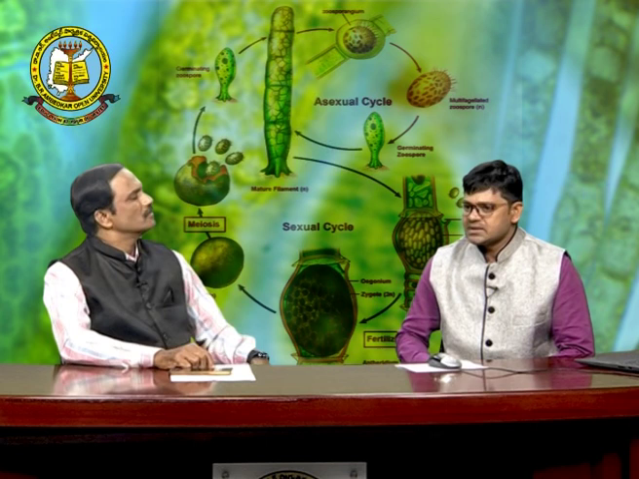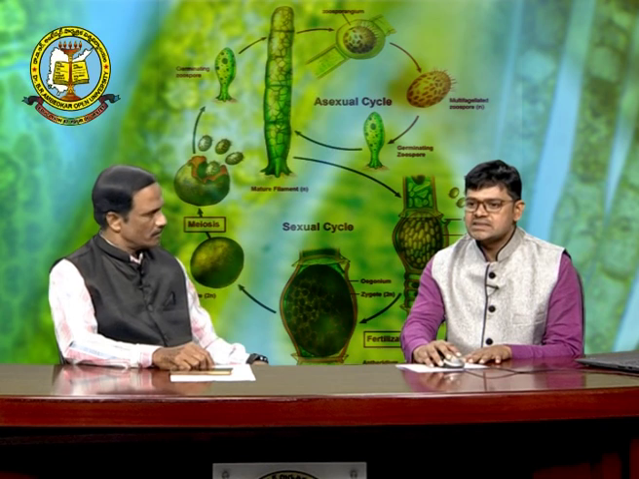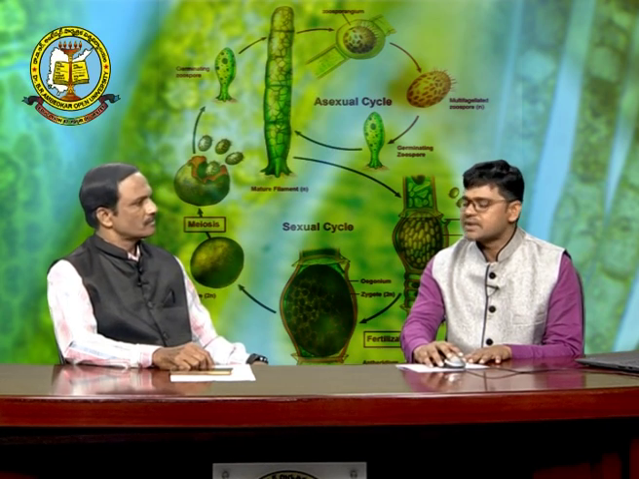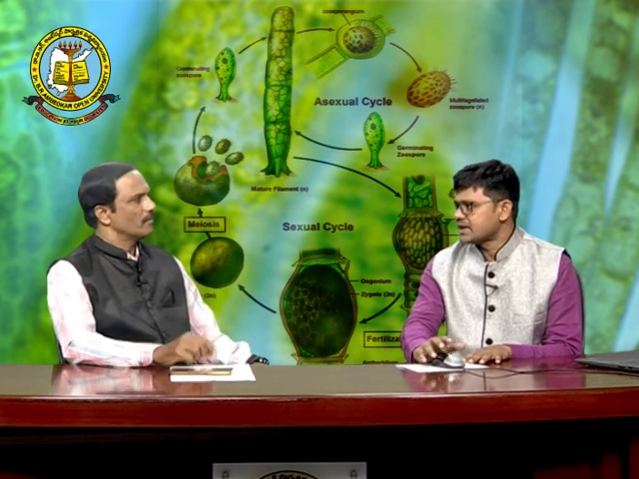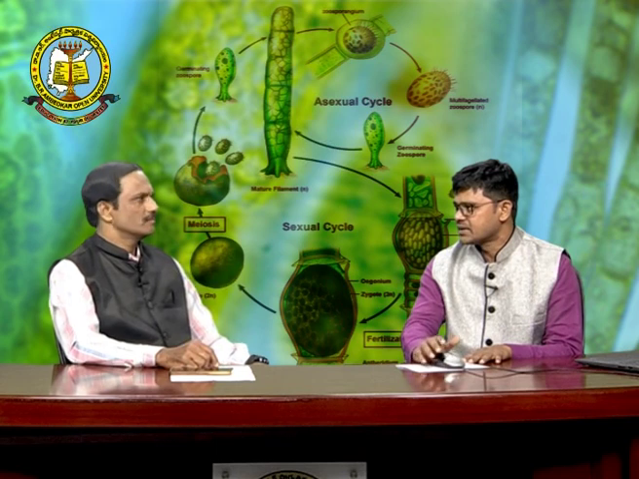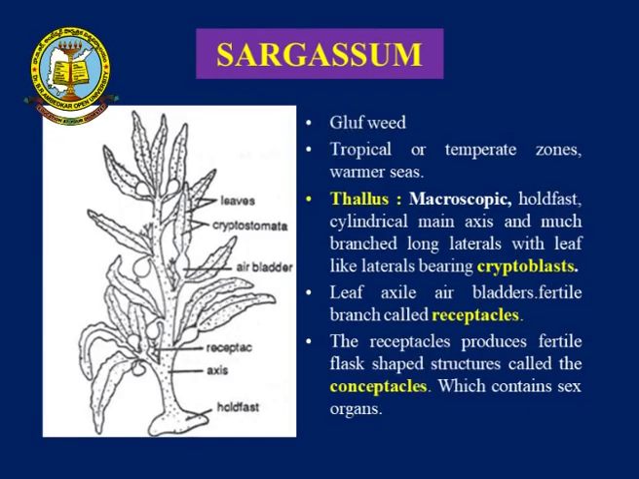The plant-like structure means we can see a holdfast like a root, a stem-like part, main branches, and also leaf-like appendages. That's why it looks like a mini angiospermic plant. Of course, it is algae, but looks like a plant. These lateral leaves are called phylloids. Apart from that, there are some receptacles. These are the fertile branches. On the receptacle, conceptacles are present. Inside the conceptacle, sex organs are developed. So this is about the Sargassum thallus structure.